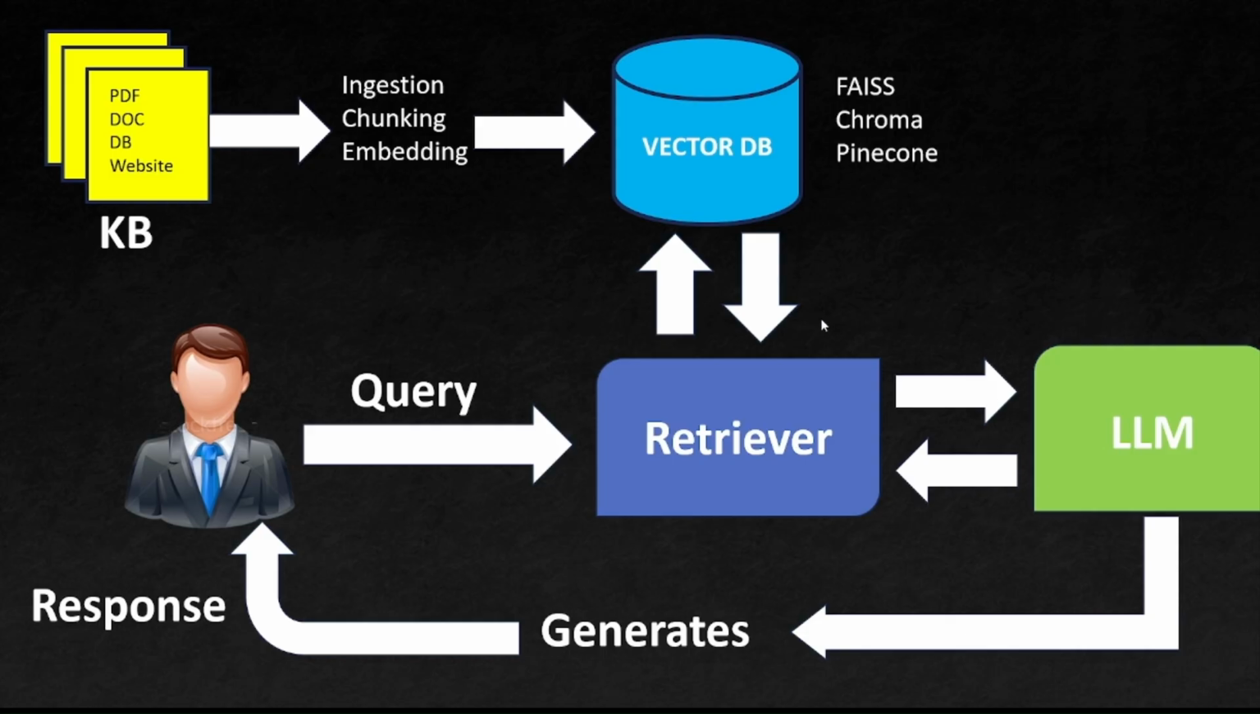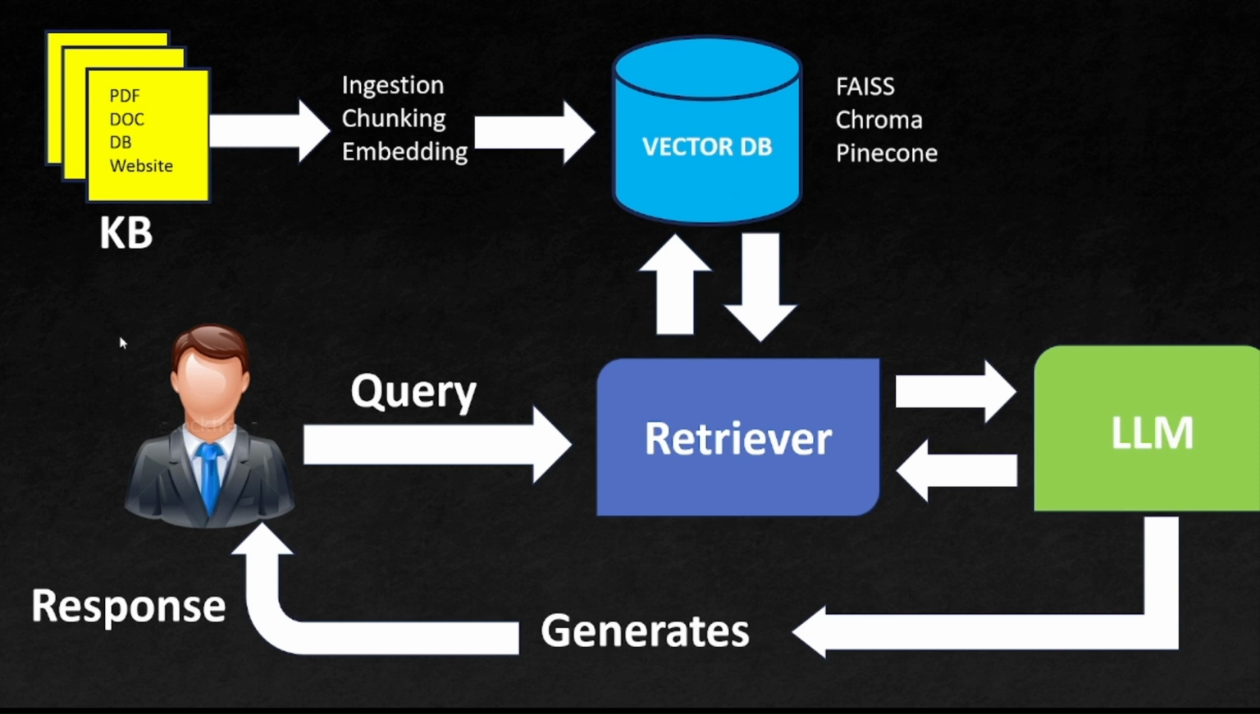This is the diagram which talks about the RAG implementation. We have this knowledge base in the form of a PDF. In our case it is a PDF, but it can be a doc, DB, or whatever format it is. Finally, with ingestion, chunking, and embedding, the vector DB is used. We have used FAISS here, that is Facebook AI Similarity Search. Either way, we can use FAISS, Chroma, or Pinecone. Retriever is something that retrieves data.